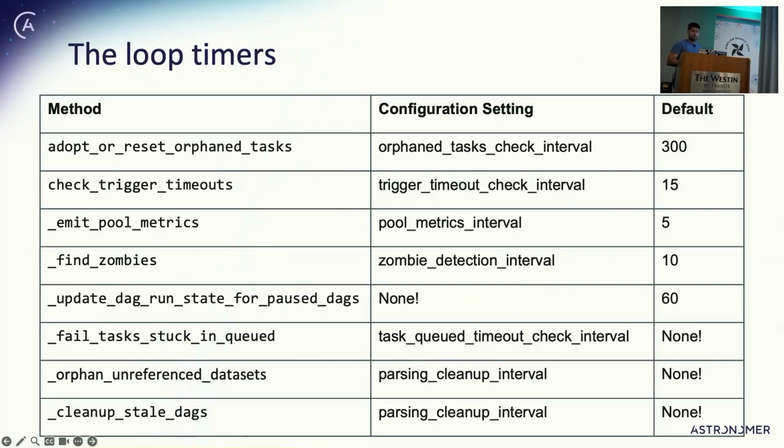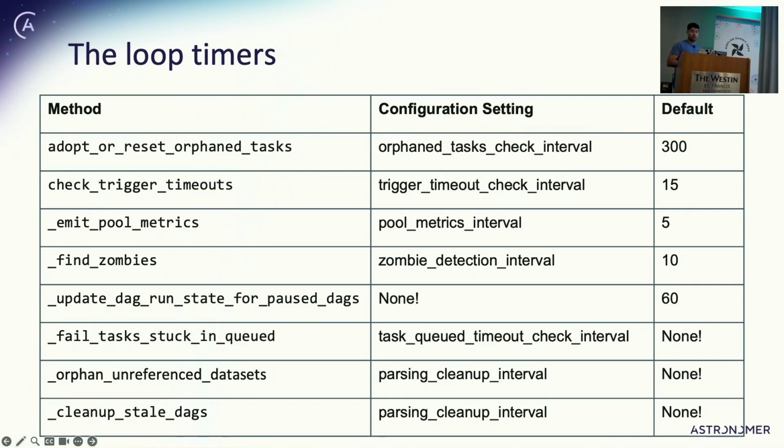The timers are an instance of the event scheduler class, which is a class that inherits from the sched standard library module, but it implements an infinite loop. So they perform important maintenance functions, such as task adoption, which is the process by which a scheduler adopts a task that appears to be unmonitored, checking trigger timeouts, detecting zombie tasks, which are tasks that are considered to be running but that haven't produced a heartbeat in a while, so they're probably dead.